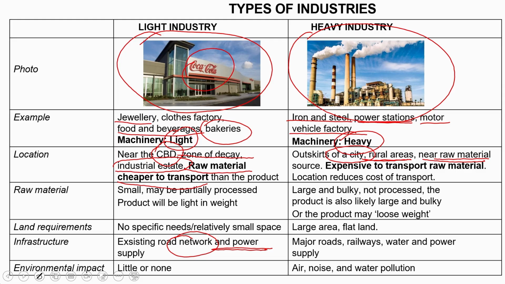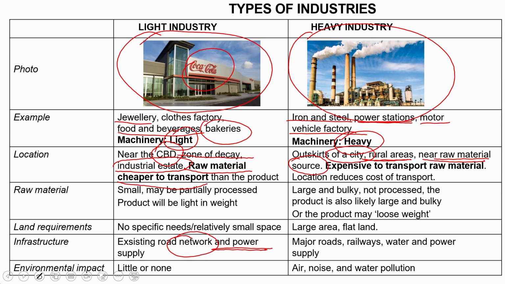Take, for example, a rural area where there's forestry, okay? And you are going to have a heavy industry right inside the forest, and you call that a sawmill, to be able to be nearer to the raw material, okay? Where the raw material can be sourced or obtained, okay?